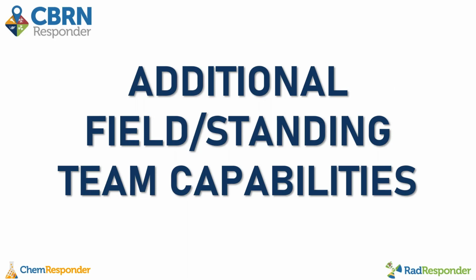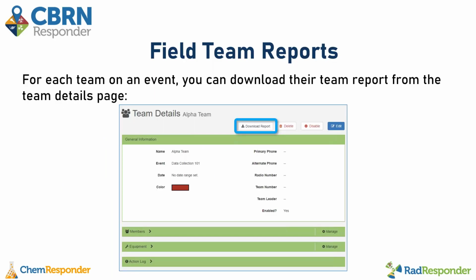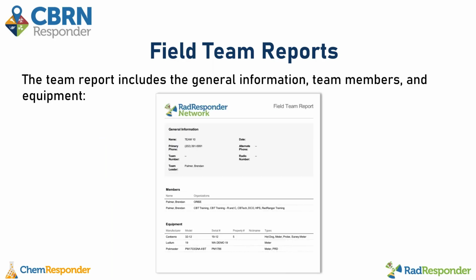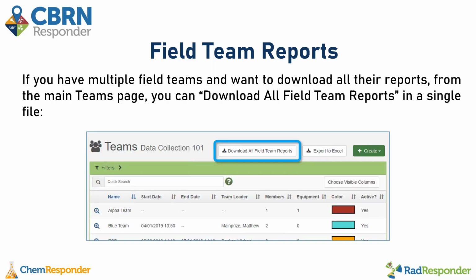Now that you all understand the importance of field and standing teams, there are a few other capabilities that you can leverage with your teams. First is that for every team, you can download a report. So the team report includes the general information, team members, and equipment assigned to the team. If you have multiple field teams and want to download all of their reports, from the main teams page, you can click Download All Field Team Reports, and it will export in a single PDF file.